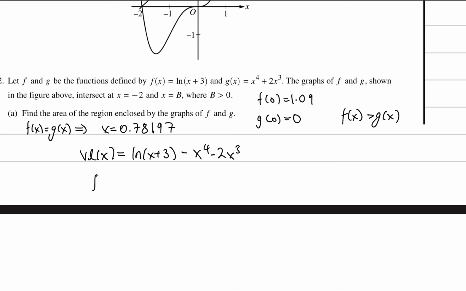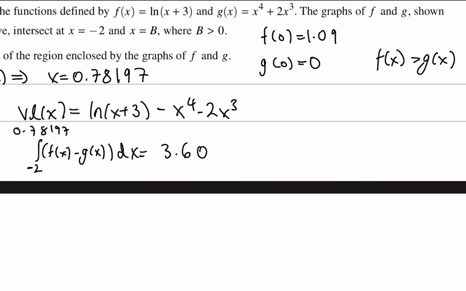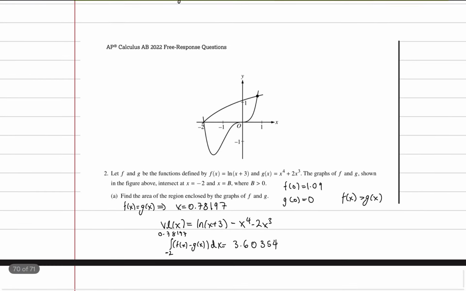So the area is just the integral from -2 to b, which we said was 0.78197, of f of x minus g of x dx. And this has now become a calculator problem, right? We just plug in -2, 0.78197, f of x minus g of x, and then dx, and we're done. We get the area should be approximately 3.60354. And that's it. That's our FRQ done.